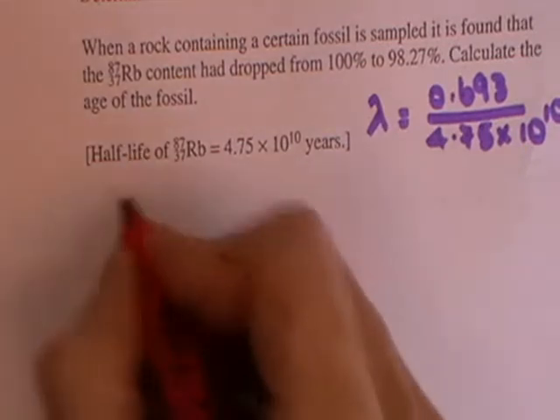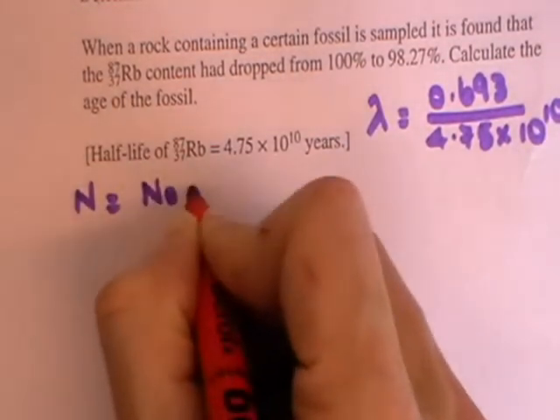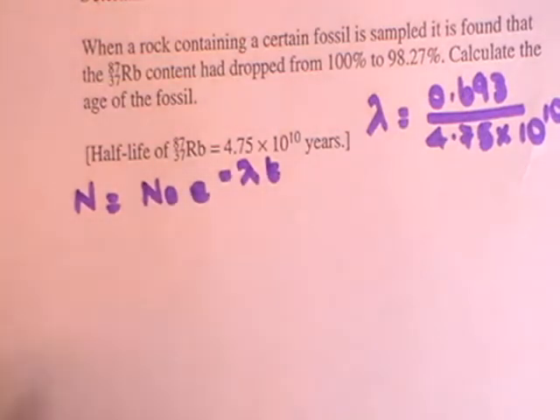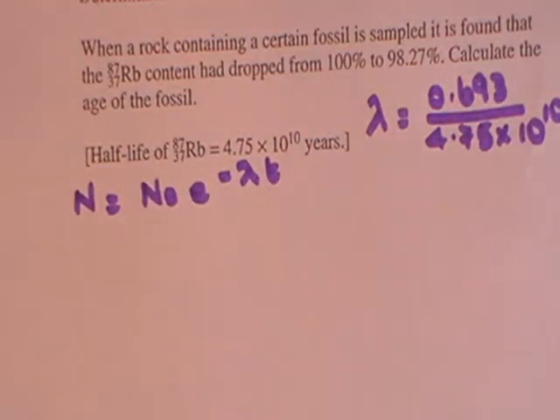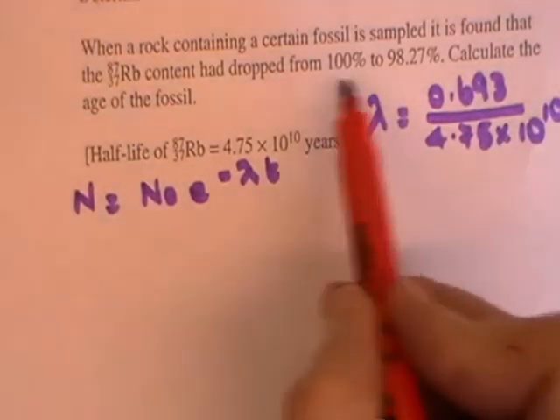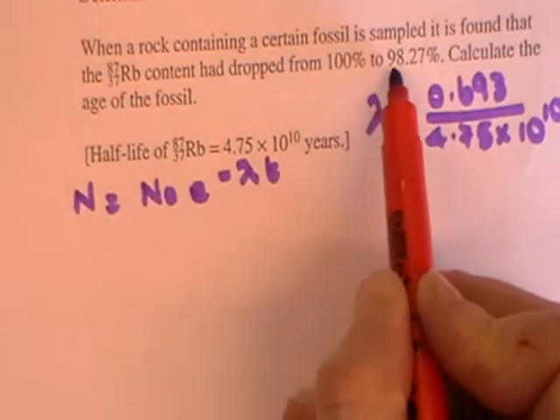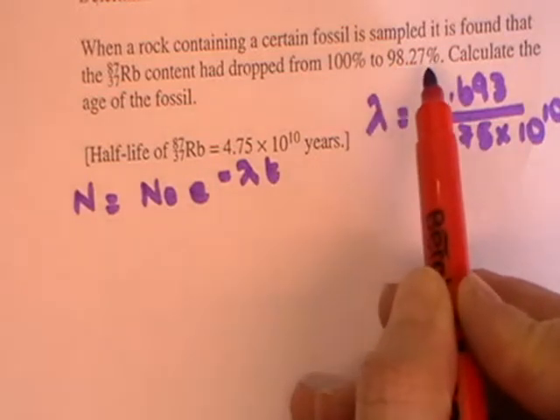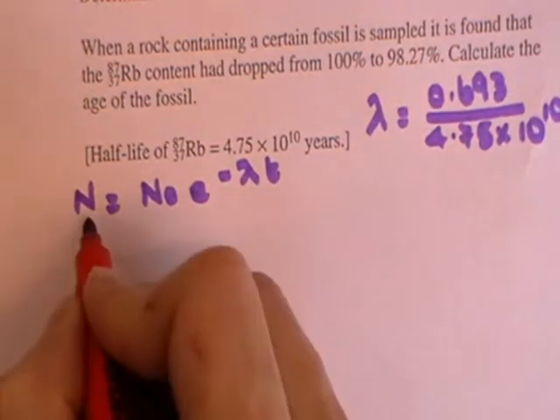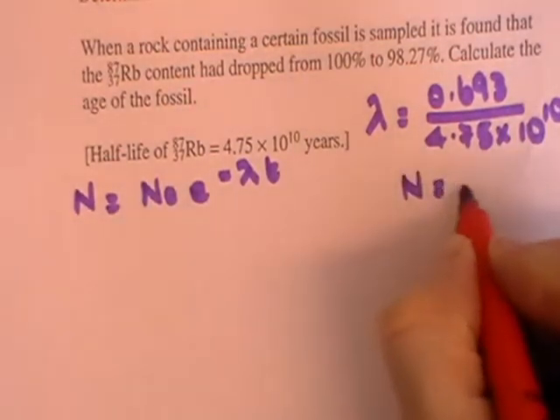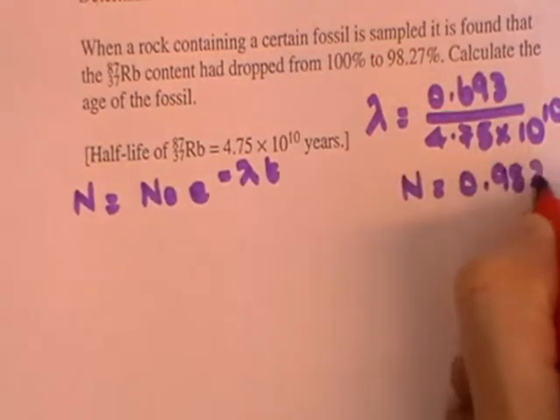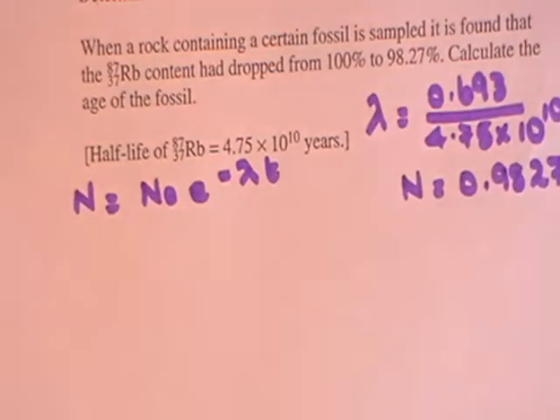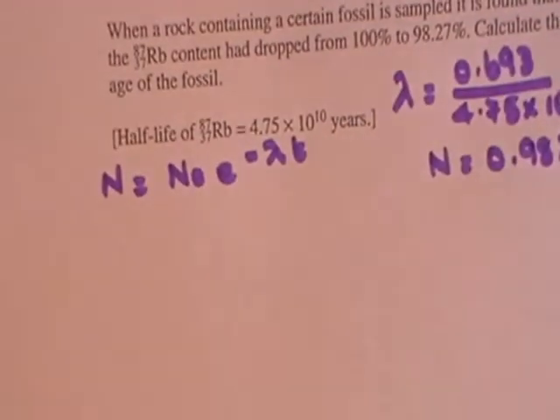The equation we're going to use is N is equal to N naught e to the minus lambda t. And we know that the number of radioactive nuclei at the beginning should be 100% of rubidium, and then it has dropped to 98.27. So we have to put those into decimals. And so now what we have is 0.9827 of N naught. That's what we now have. So N is equal to 0.9827 of what it started out to be, N naught in other words. And that's what I'm going to put into the equation.